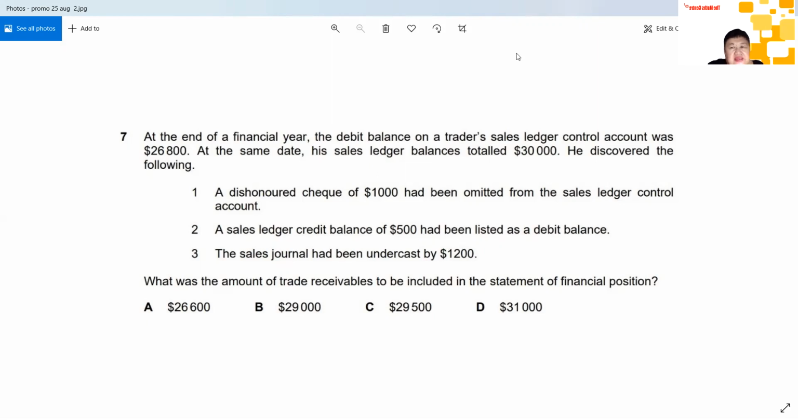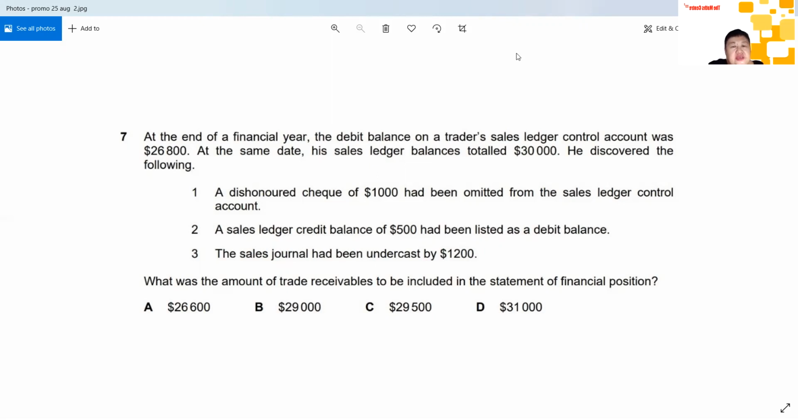If I'm not mistaken, this is a recent past year exam question. I think it's the year 2020, all right? So don't put a gun to my head, but I think it's in the year 2020. You can check it out. Okay, let's take a look at the question.